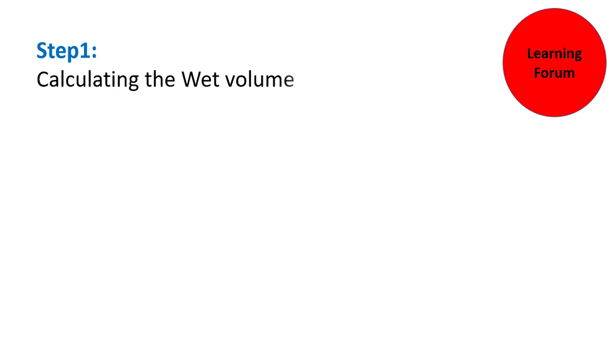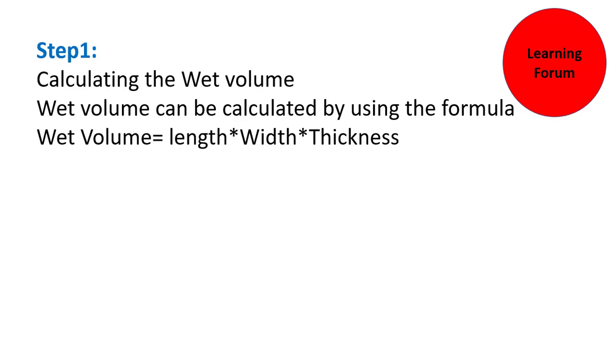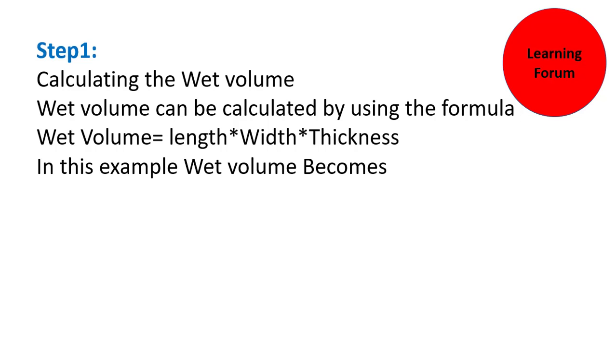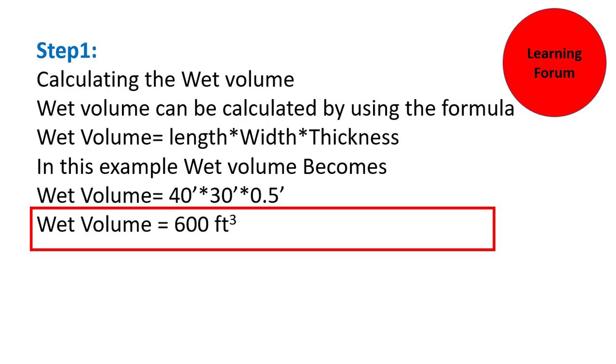First step will be to calculate the wet volume. For wet volume, we have a formula: wet volume is equal to length into width into thickness. In this example, sorry, we forgot to mention the thickness of the slab, let it be 0.5 feet. So the wet volume will be just the multiplication of length, width and thickness, and we get a value of 600 cubic feet. So this is our wet volume, and this was our first step.